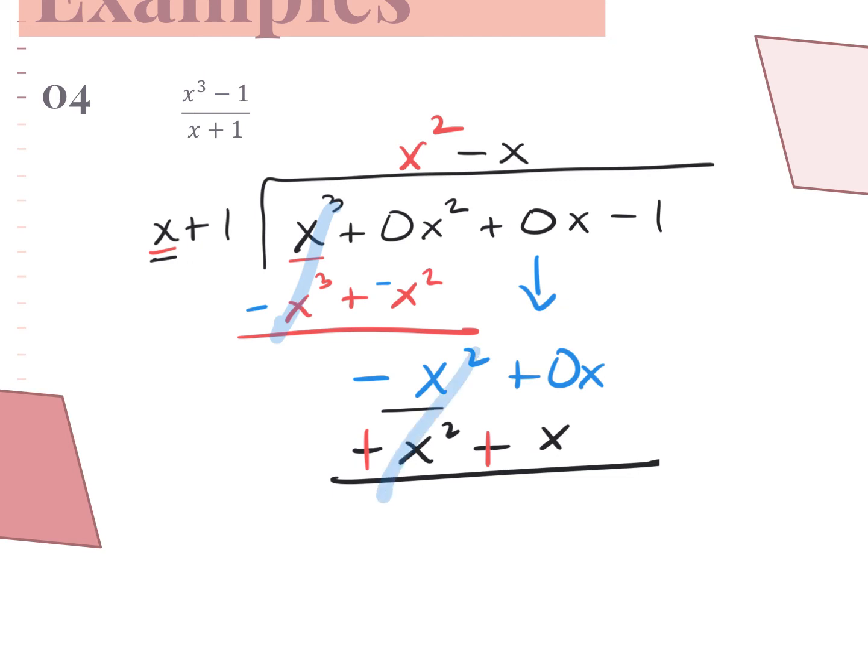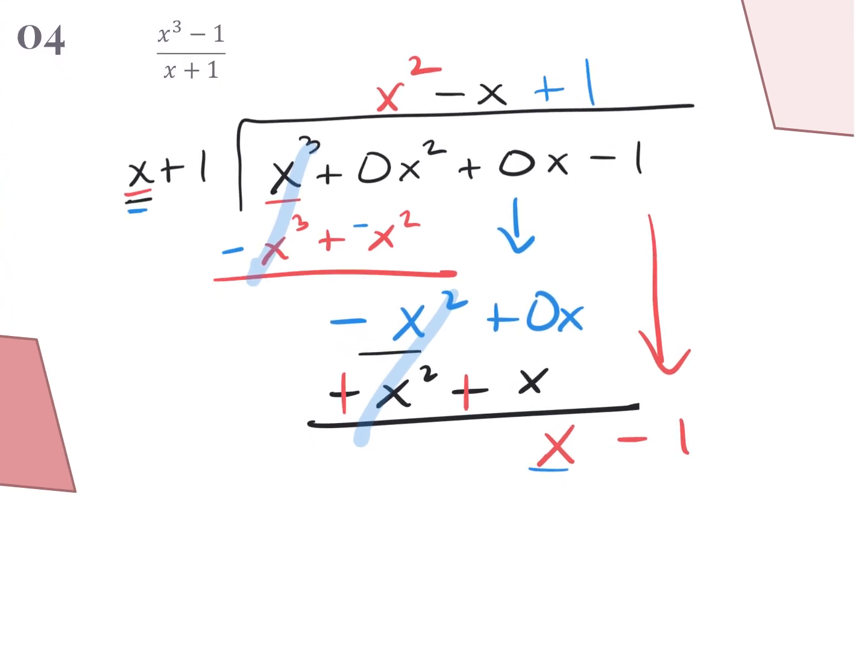And then I'm going to add 0 plus 1x, and I just get 1x. Bring down the last term. What am I going to multiply x by to make it an x? I'm going to multiply it by 1. So 1 times x is x, 1 times 1 is 1. Change the signs to opposite, and I get a negative 2 as my remainder.